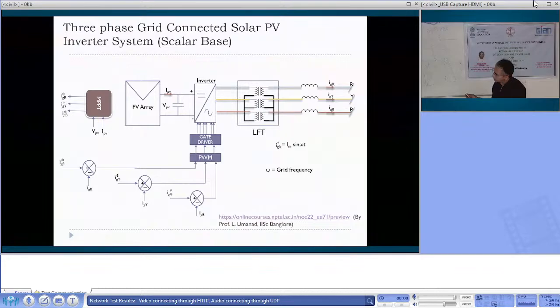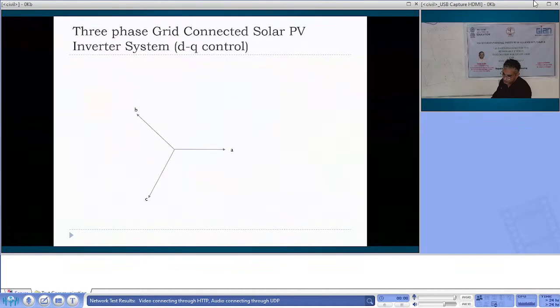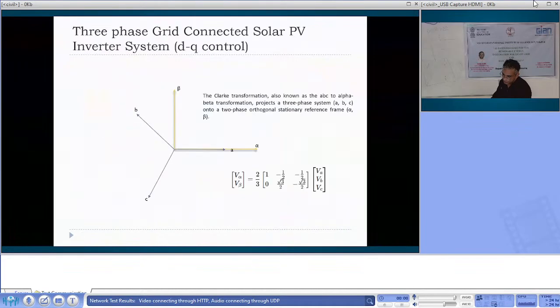So this is simple logic but not very stable, because you have to tune the 3 PI controllers here. What is stable, we'll discuss more. The stable one is the DQ control. For that you have to use the Clarke transformation, bringing in alpha and beta. These are the stationary reference frame. Alpha beta are the stationary reference frame.